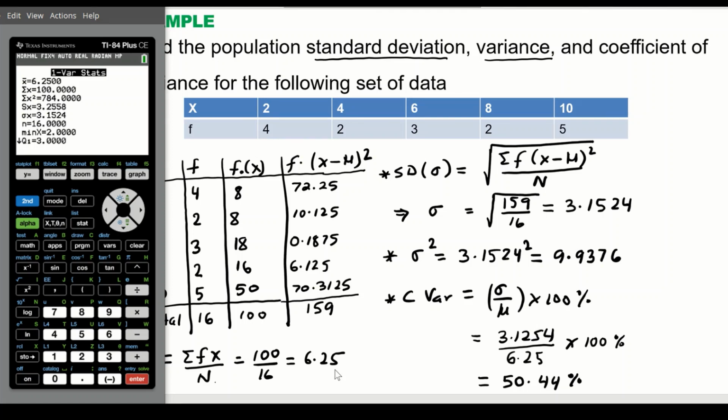So in these two examples, we worked on the standard deviation for population. Now we are going to look at the standard deviation for sample.